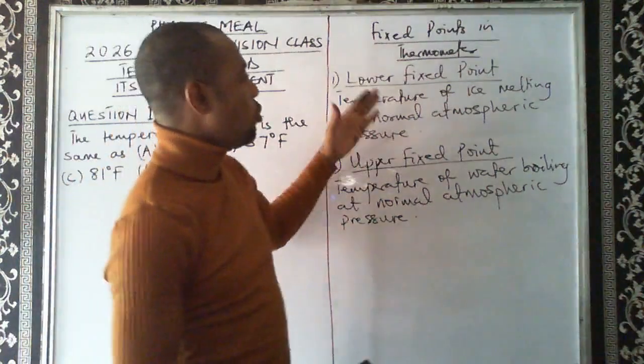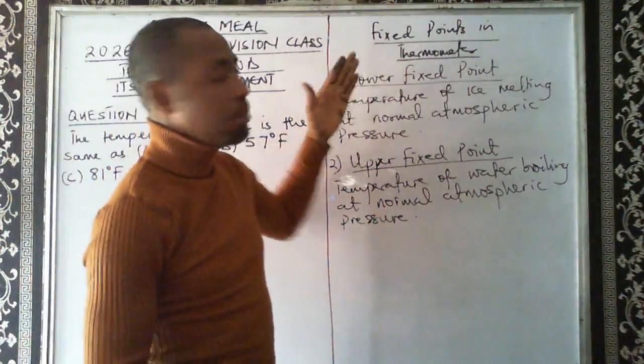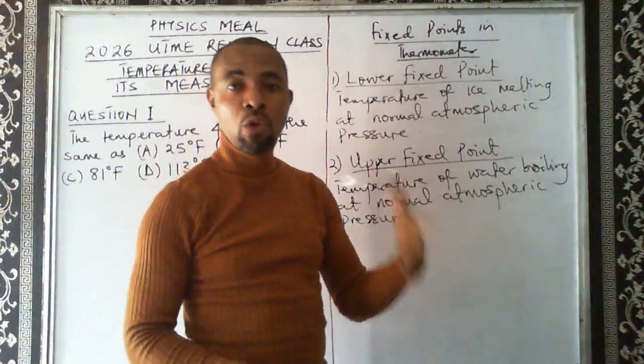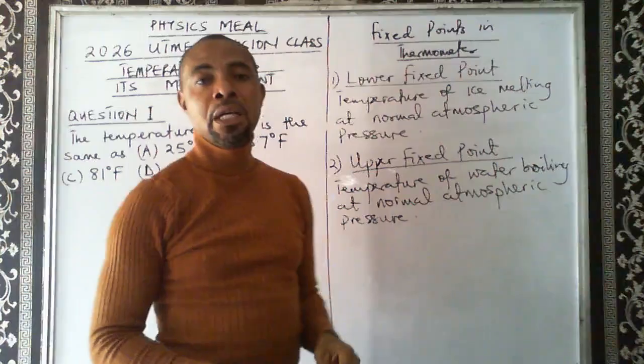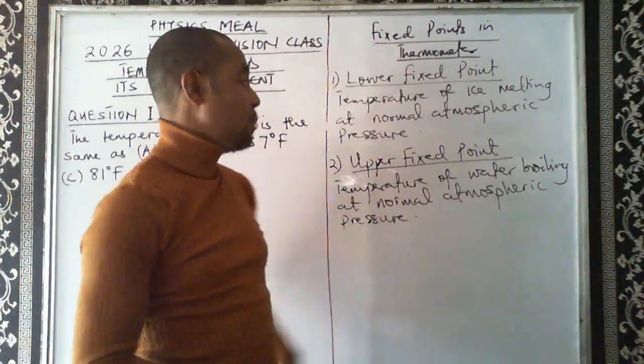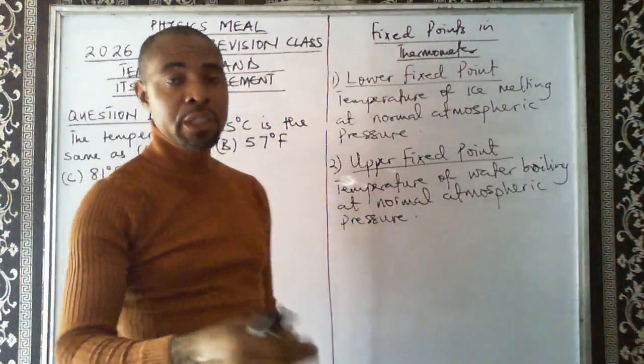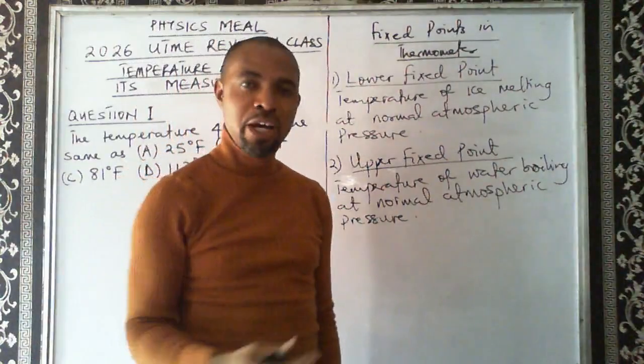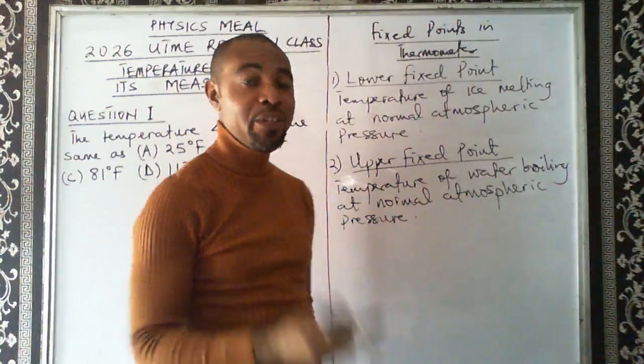So we are going to look at the various fixed point values, that's the values of the lower fixed point for each of the temperature scales that we have mentioned: the centigrade scale, the Fahrenheit scale, and the absolute temperature scale.